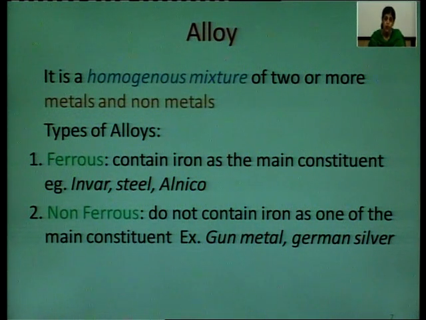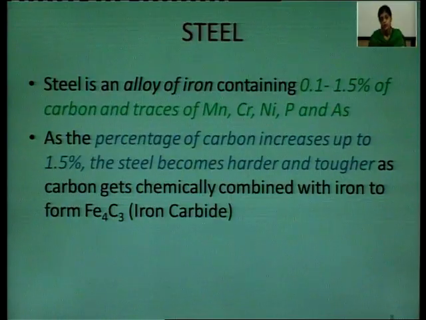Now, we will be discussing what is steel. Steel is an alloy of iron containing 0.1 to 1.5% of carbon and traces of manganese, chromium, nickel, phosphorus and arsenic. And as the percentage of carbon increases up to 1.5%, the steel becomes harder and tougher, because the carbon gets chemically combined with iron to form iron carbide.